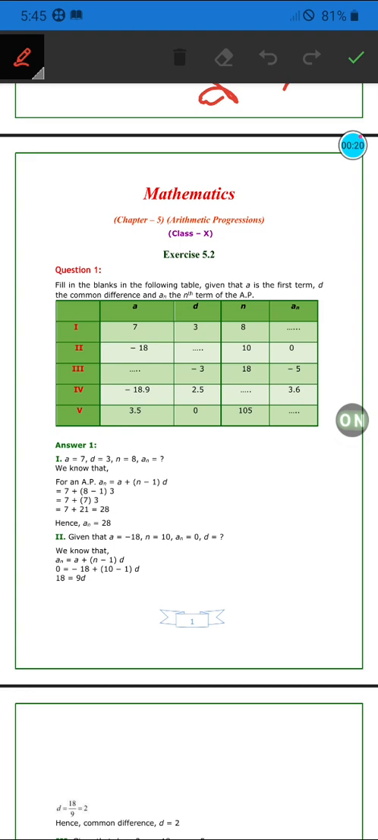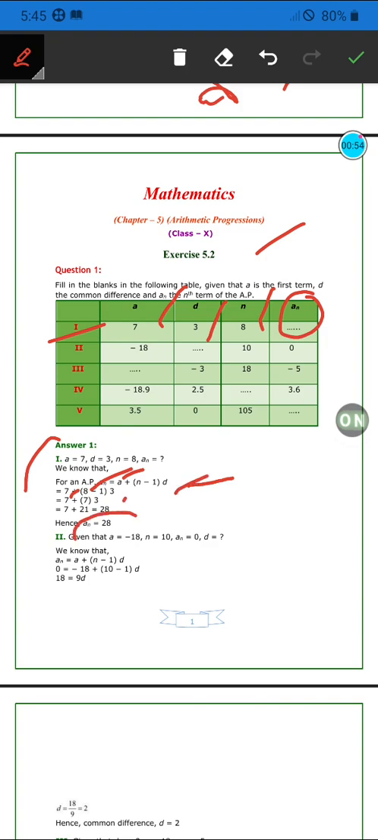In this Exercise 5.2, first question, a is given as 7, common difference d is 3, and the number of terms n is 8. So we have to find an, the nth term. Using the formula an is equal to a plus (n minus 1) into d, put the value of a as 7, n as 8 and d as 3. Putting the values, we get the answer an equal to 28.